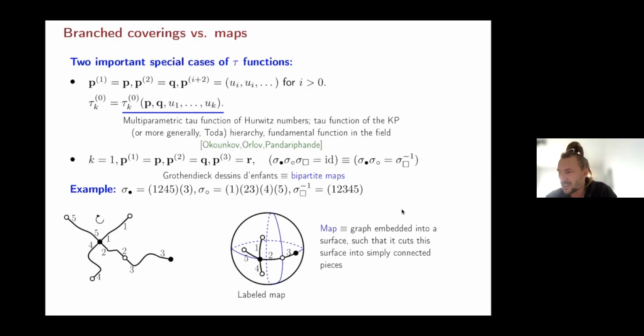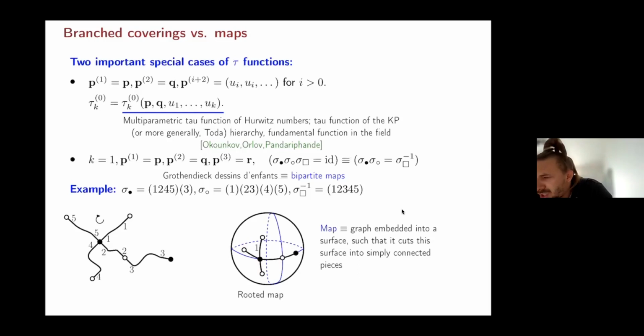So, in general, a map is a graph embedded into a surface such that it cuts this surface into simply connected pieces. And this procedure that I showed you is in fact a bijection between triples of permutations whose product is equal to identity and labeled maps which are not necessarily connected.